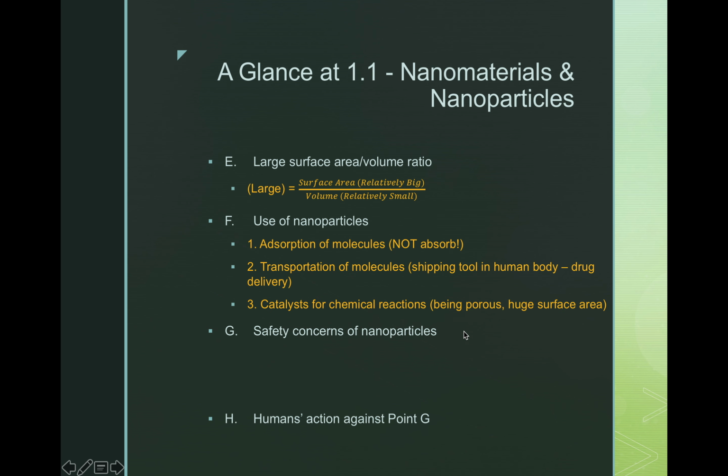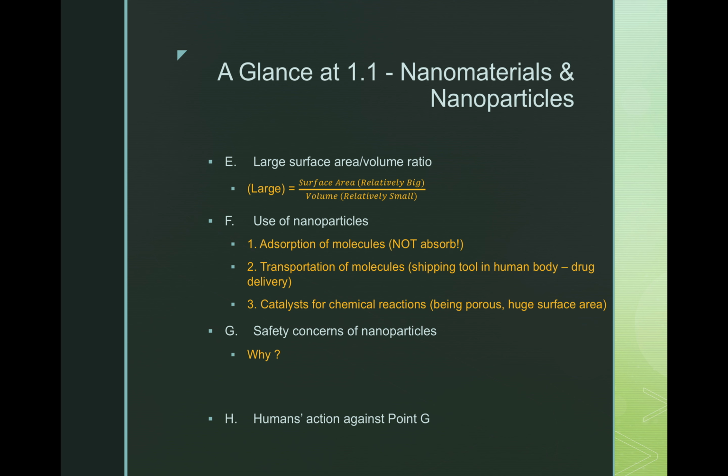Then we come to the third one, catalysts for chemical reactions. Being porous, the catalysts can supply a lot of surface area to the reactants, so that they can react on the surface of catalysts. That's all about the three uses of nanoparticles. And what we need to remember is they are all due to the huge surface area to volume ratio.